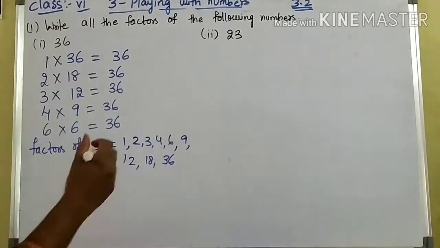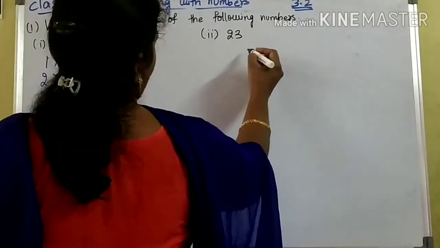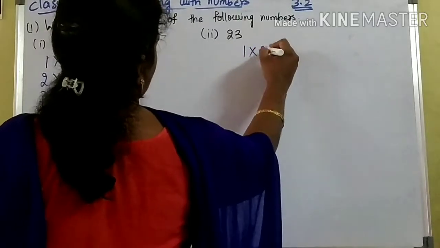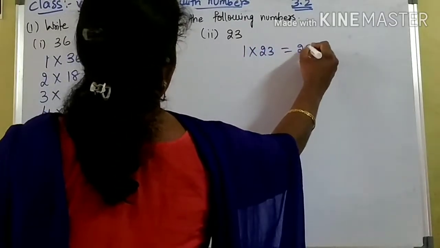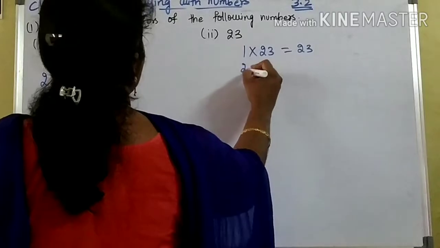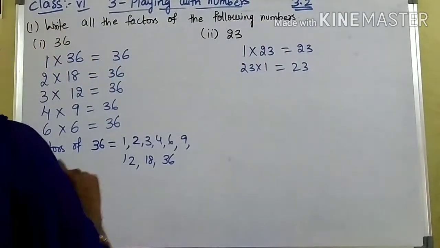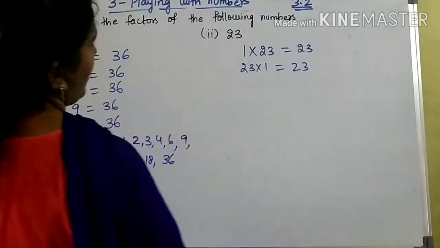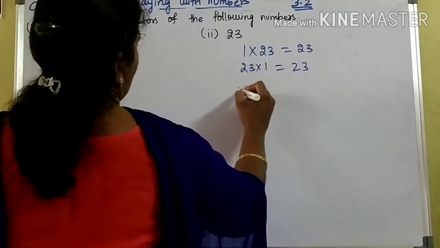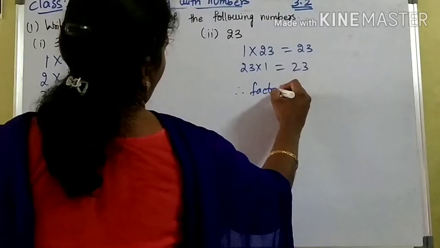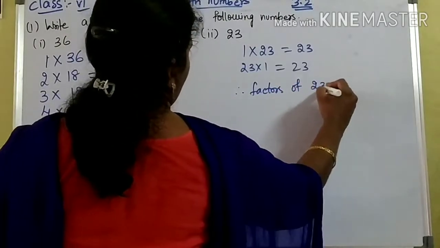Coming to second one, 23. What are the factors of 23? You know, 1 is a factor of every number. So 1 into 23 is 23. And 23 1s is 23. Because you know 23 is a prime number, right? Because it is having only two factors, 1 and 23. So therefore factors of 23 are 1 and 23.